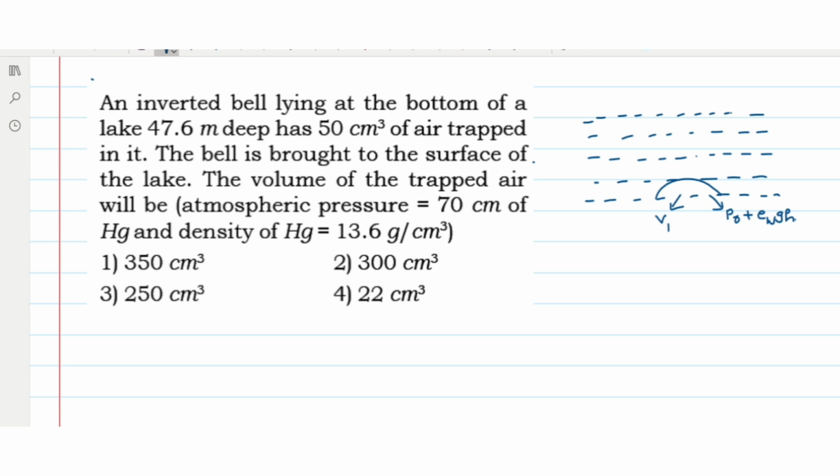Now the moment the bell is brought to the surface of the lake, let us take the volume of the trapped air when it reaches the surface as V2, and the pressure will be atmospheric pressure, P0, on the surface.